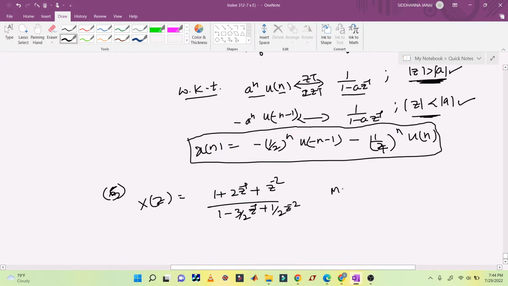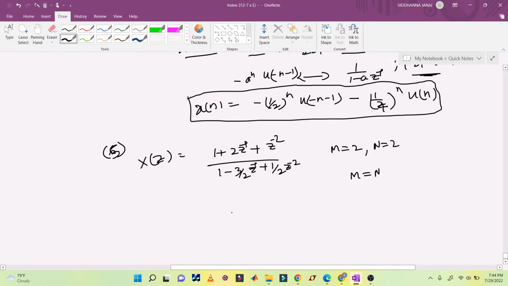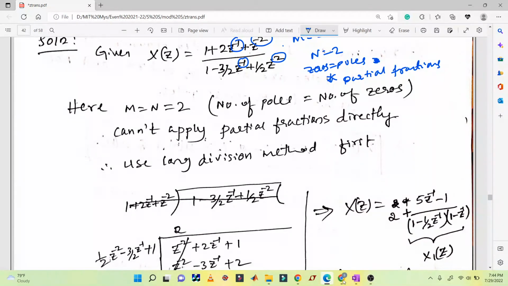As I have told, the number of zeros and number of poles are 2 in number, and m is equal to n. So we cannot apply the partial fraction directly. So we'll go through the long division method and separate it out. I will write in the reverse order so that it is easy for us to get the separated terms: z to the power minus 2 plus 2z inverse plus 1.